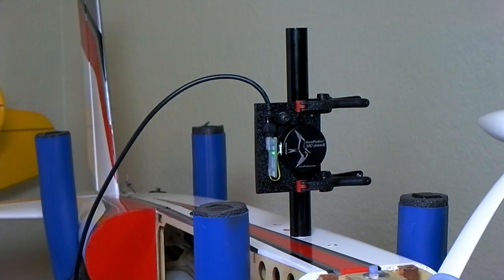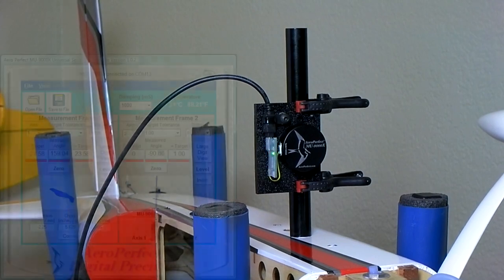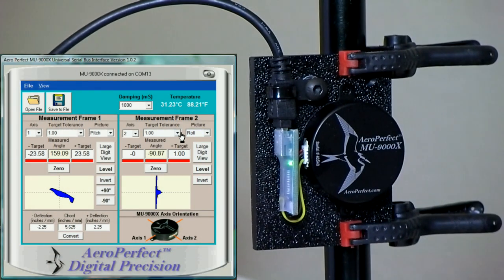For measuring right thrust angle, position your airplane on its side and secure the measuring unit to the wing tube. Set the plus target of axis 2 to 1 degree. Set the target tolerance to 0.25 degrees. Click invert so that the measured angle will display positive. Click 0 to establish a reference angle.